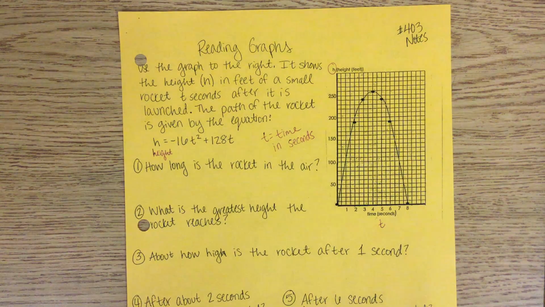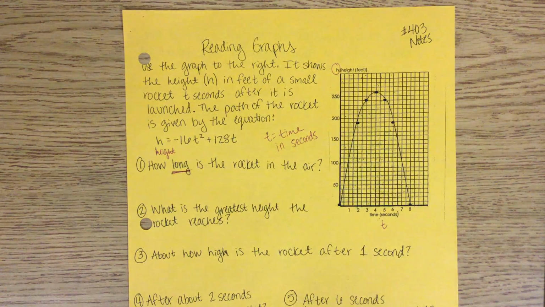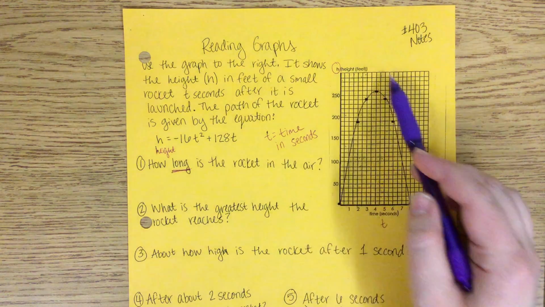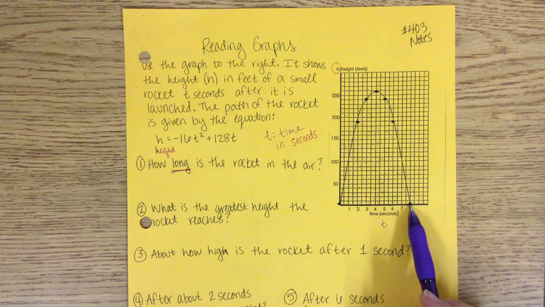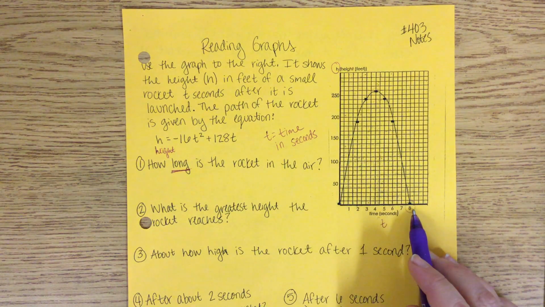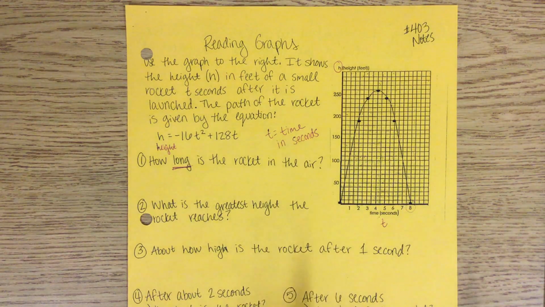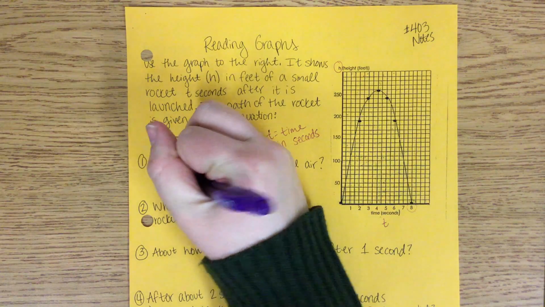All right, so question 1, how long is the rocket in the air? So long has to do with time. So I'm not even really going to look at this graph. I'm just going to look at it started here at 0, and the next time it hits the ground is over here at 8. So for that entire time until it comes back down to the ground, it has been in the air. So it is in the air for 8 seconds.